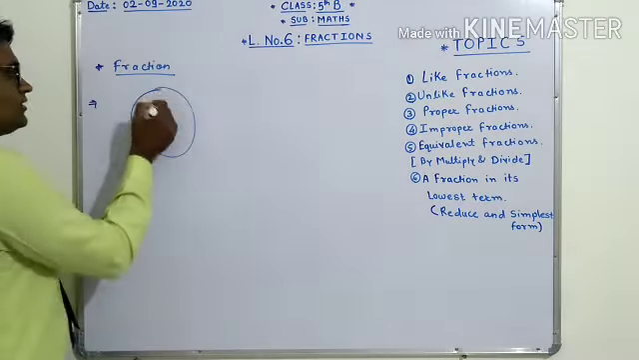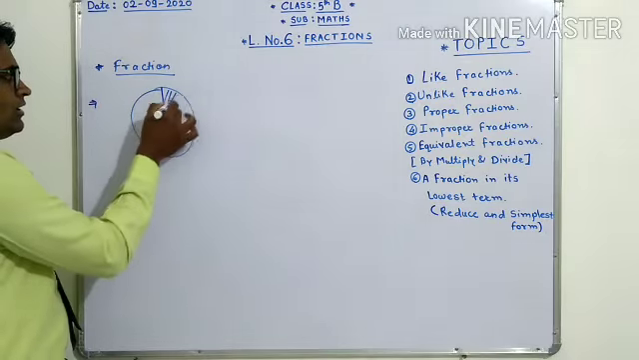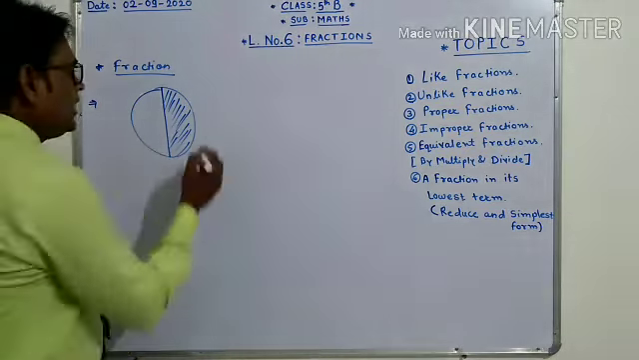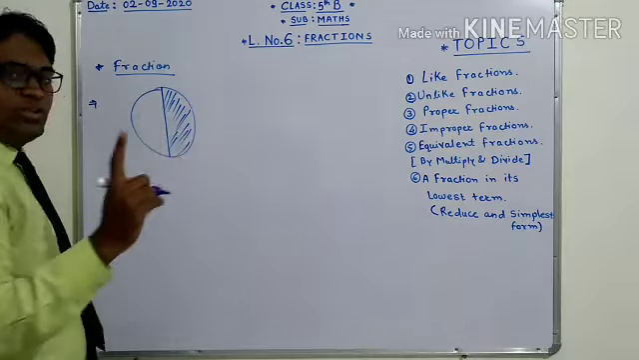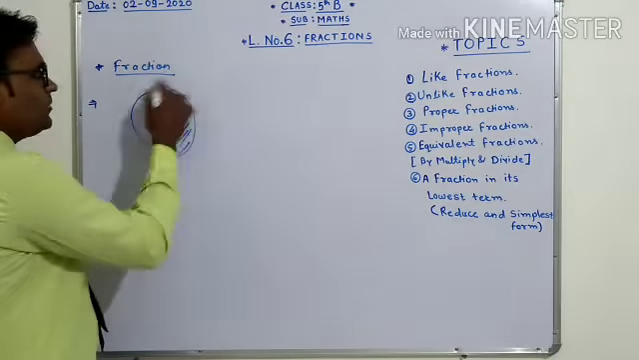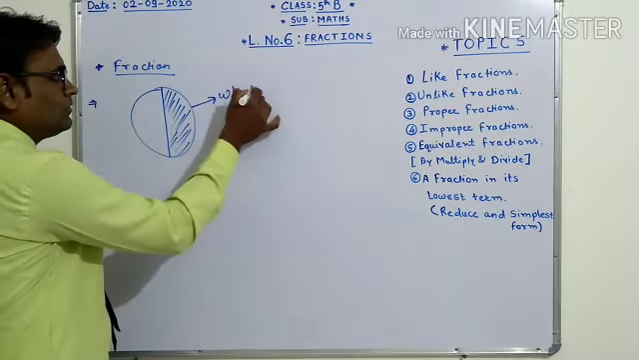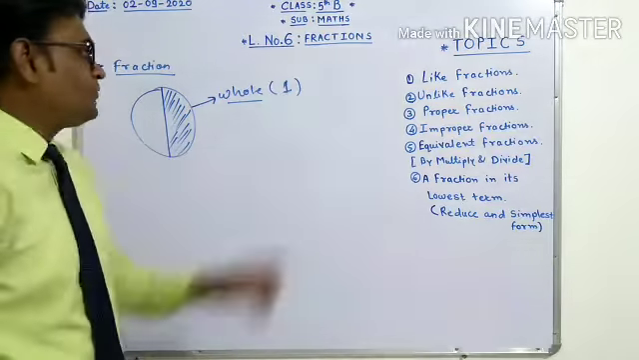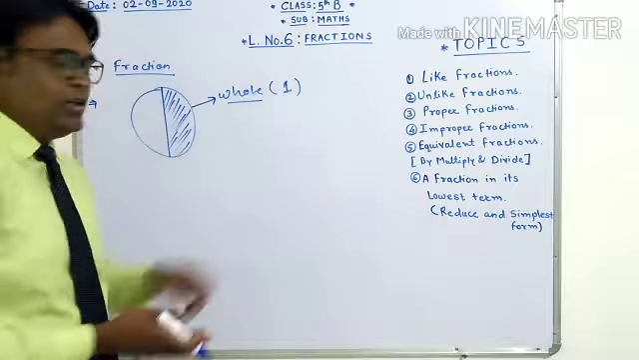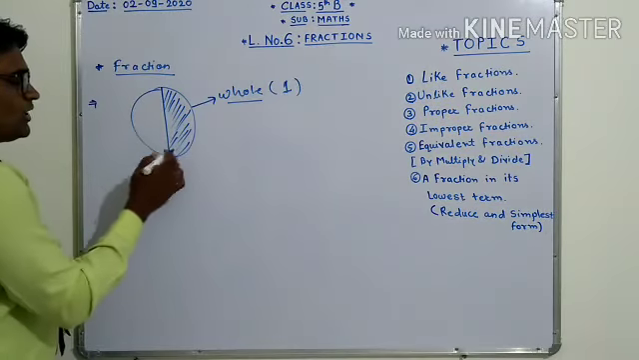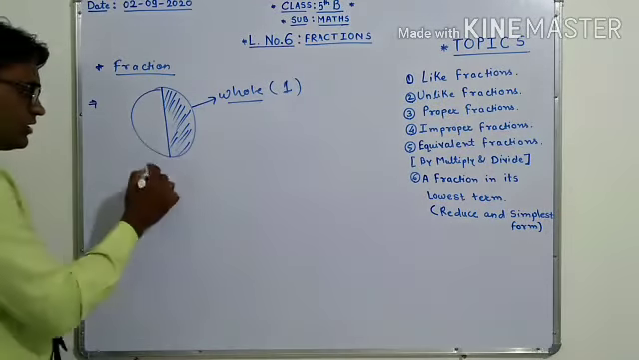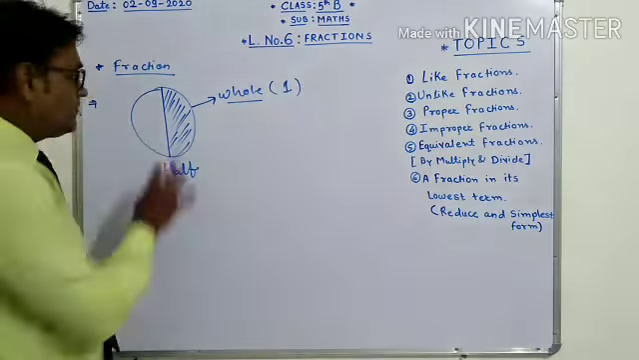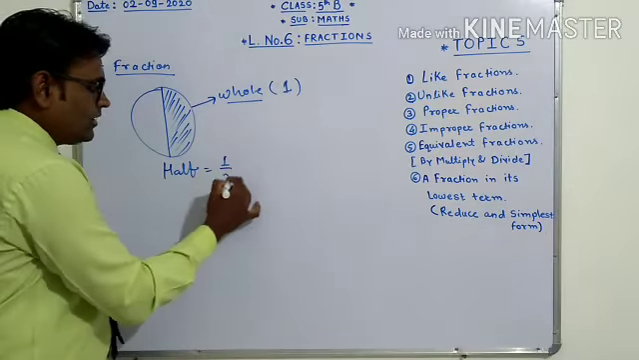But now this is a circle and I divide that circle into two parts, and from these two parts I color only one part. We can say this complete circle is a whole, and whole is always expressed as 1. Here we can say half part is shaded or colored, and the fraction for this is 1 by 2.